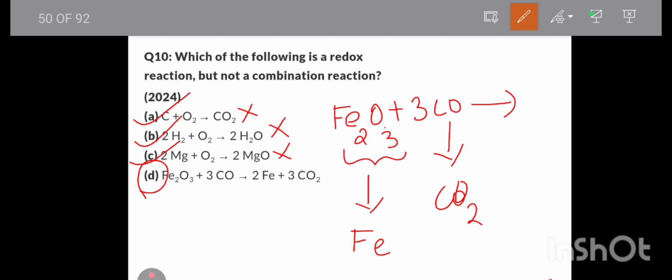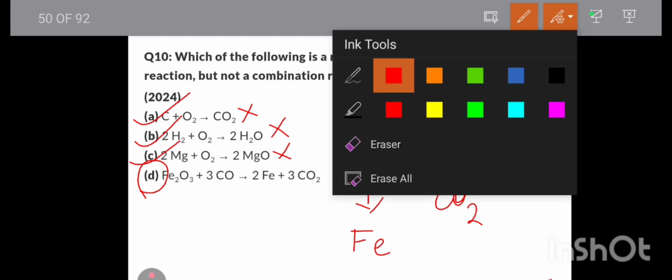In all these cases, all are redox reactions, but the first 3 are redox plus combination reactions, but the last one is not a combination reaction. Hope this question is clear to you. Let's move to the next question.